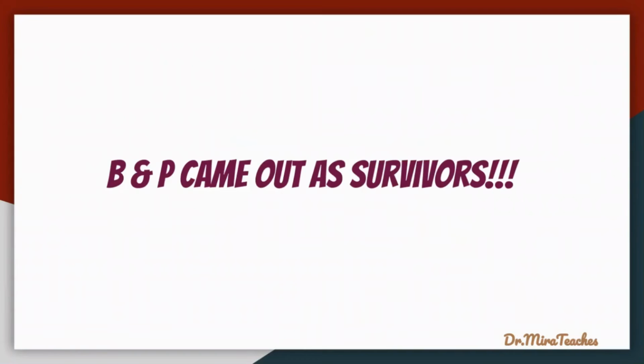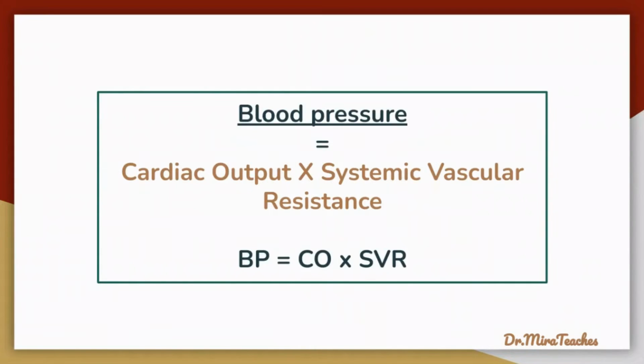All right. So blood pressure is equal to cardiac output times systemic vascular resistance. That's the BP equation. Blood pressure is equal to cardiac output times systemic vascular resistance. So BP is equal to cardiac output times systemic vascular resistance. So this is the popular BP equation.